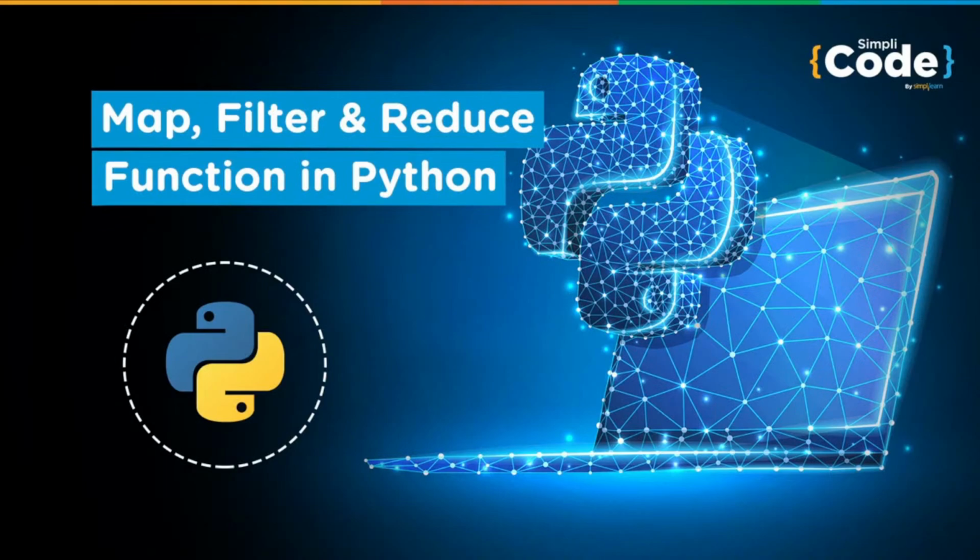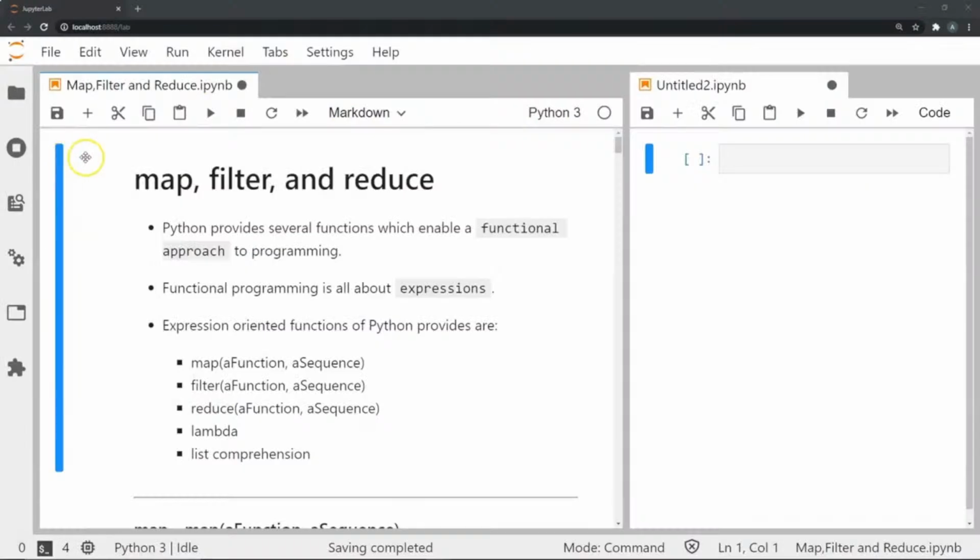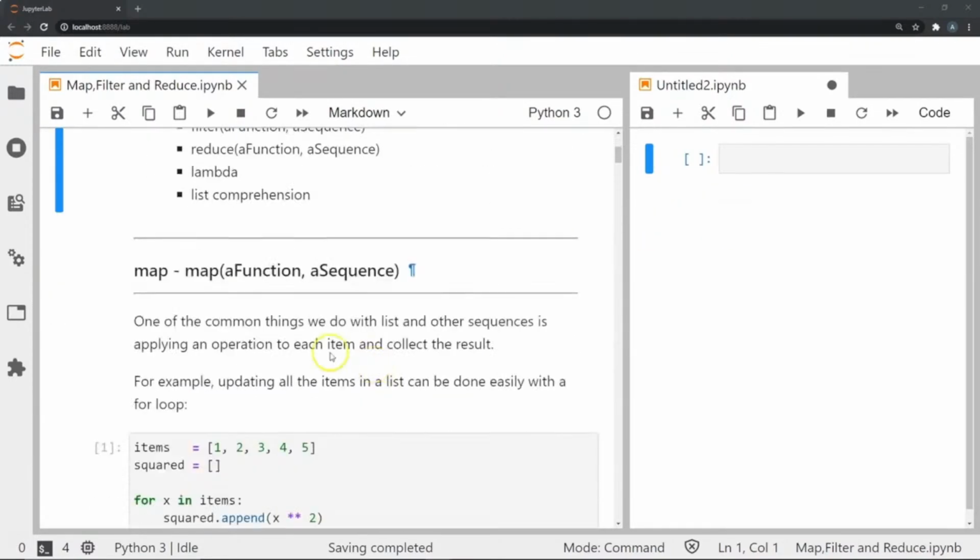In this video, we will be covering the topics of map, filter, and reduce functions in Python. Now, Python provides several functions that enable a functional approach to programming. Since functional programming is all about expressions, some of these expression-oriented functions of Python are lambda functions, list comprehensions, map, filter, and reduce. We've already covered the topic of lambda and list comprehensions. Now let's cover map, filter, and reduce. To start off, let's look at the map function.